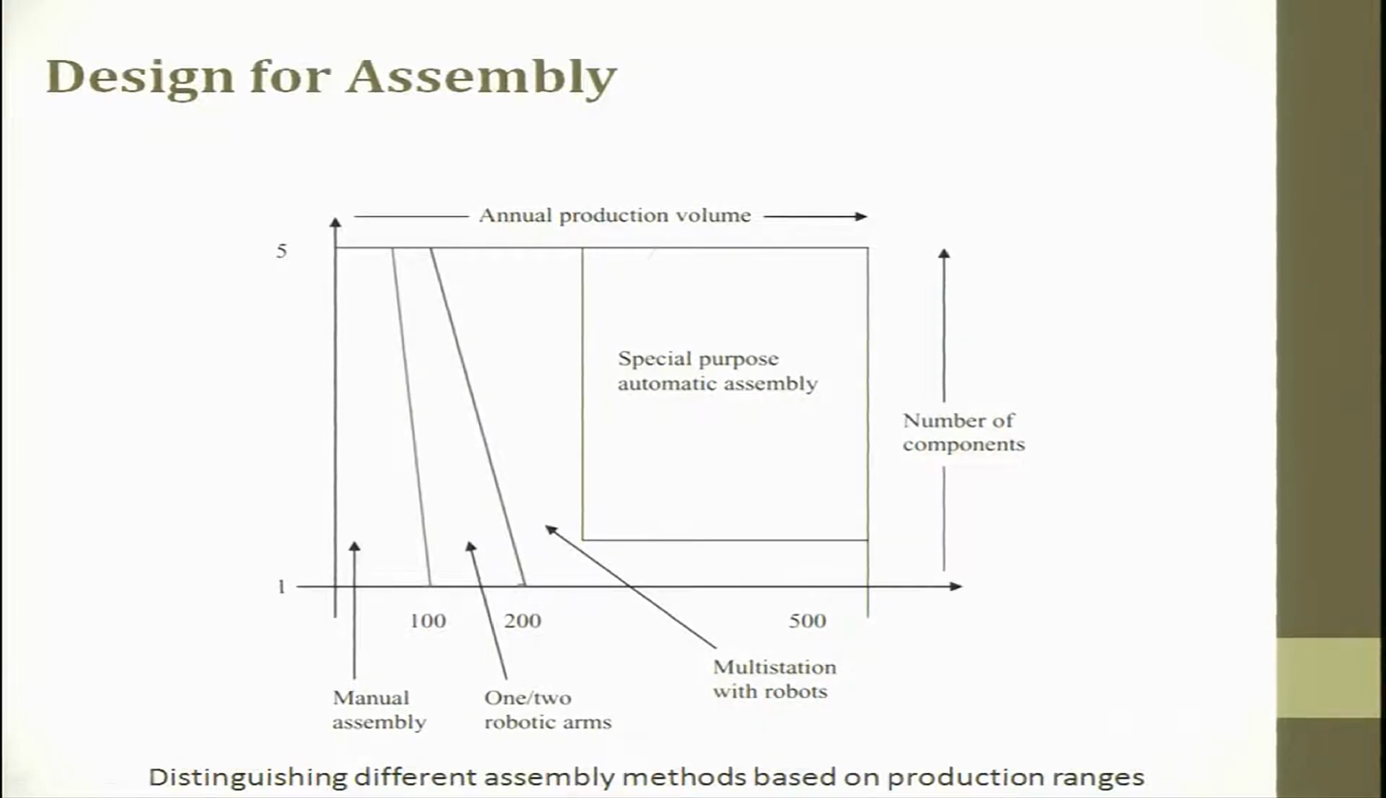If you have special purpose automatic assembly lines, then you can do more varieties, the production volume also can be high, and the number of components, this is number of components 5. So, you can produce that, and here you can also see the volume. So, for manual the volume is less, and for automatic with multiple stations the volume is large. So, this is what you have to understand.